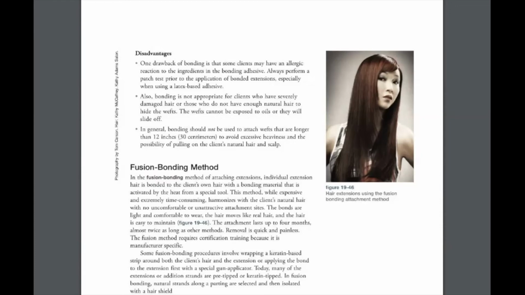We have fusion bonding. Fusion bonding is a method of attaching extensions. Individual extension hair is bonded to the client's own hair with a bonding material that is activated by the heat from a special tool. Doing this method is expensive and it is time consuming, but it does harmonize with the client's natural hair with no uncomfortable or unattractive attachment sites.